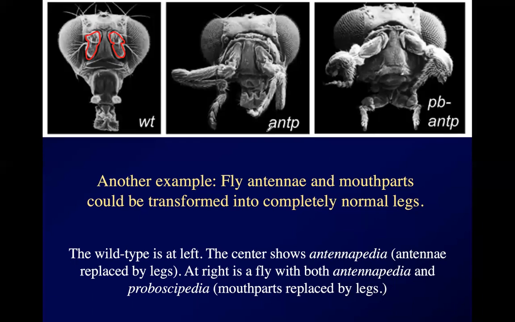Flies with a mutant phenotype called antennapedia, instead of antennae on its head, what it's got is legs. This is a fly with legs growing out of its head. Over on the right, that is a double mutant fly that has not only antennapedia with legs growing out of its head, but proboscipedia where its mouth parts have also been transformed into little legs. So there you've got two more homeotic mutations.